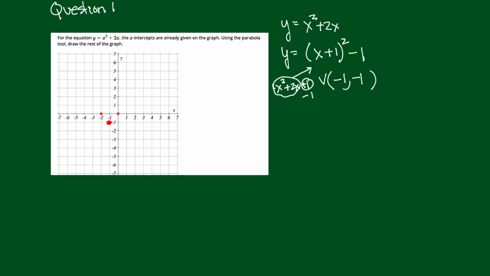So I'll start here at the vertex, and then I will go over 1, up 1, over 1, up 1, over 2, up 4, 1, 2, 3, 4. I'll put a point there. And then by symmetry, I'll get 1 over here. Now, as best you can, use that graphing tool and draw a graph through those points.